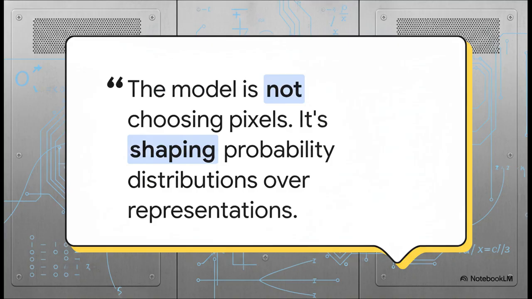The model is not choosing pixels. It's not an artist picking out colors. It is shaping probabilities. Think of it like this. It's not thinking, I need a blue sky. Instead, it's adjusting a huge set of numbers to increase the statistical chance that the final pattern of pixels matches the mathematical representation of a blue sky. It's just nudging random noise into a highly probable pattern.